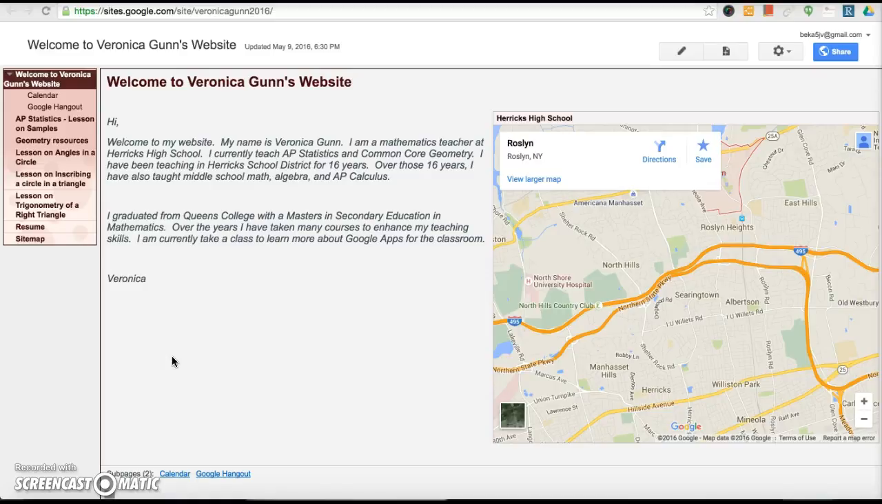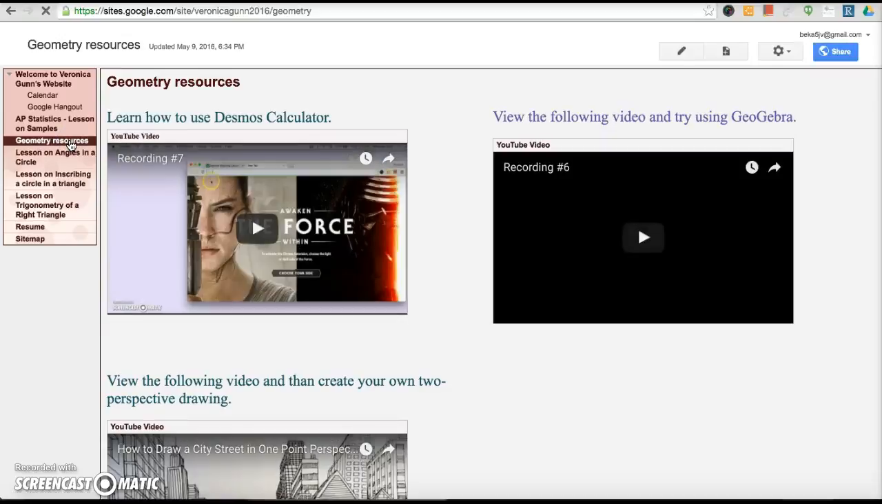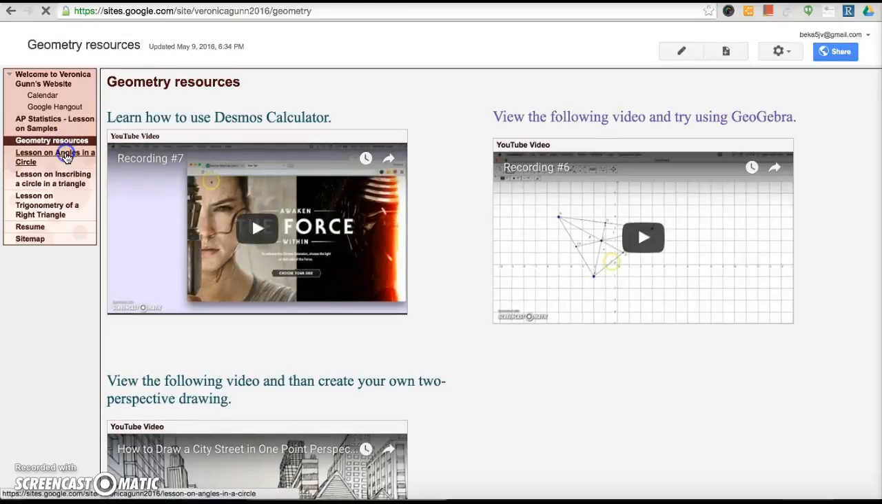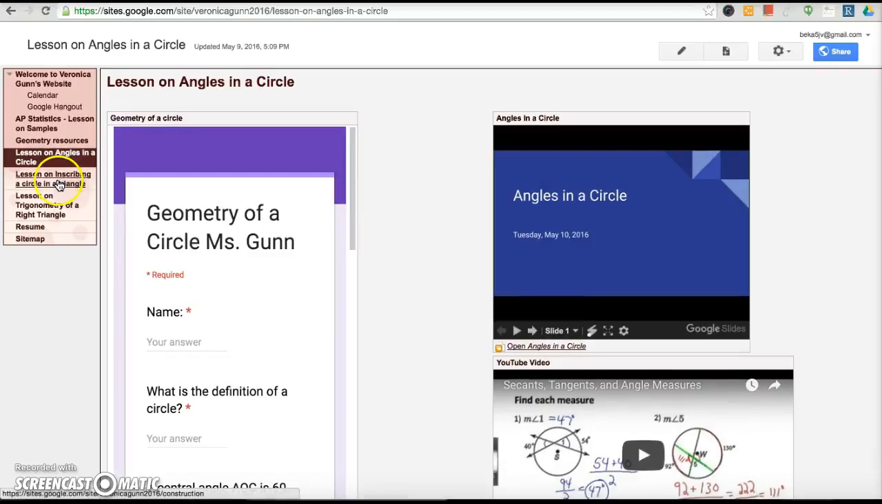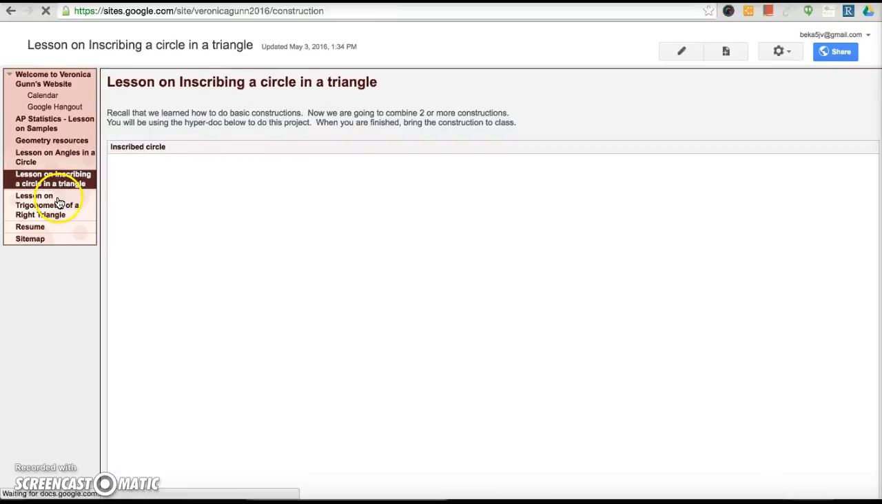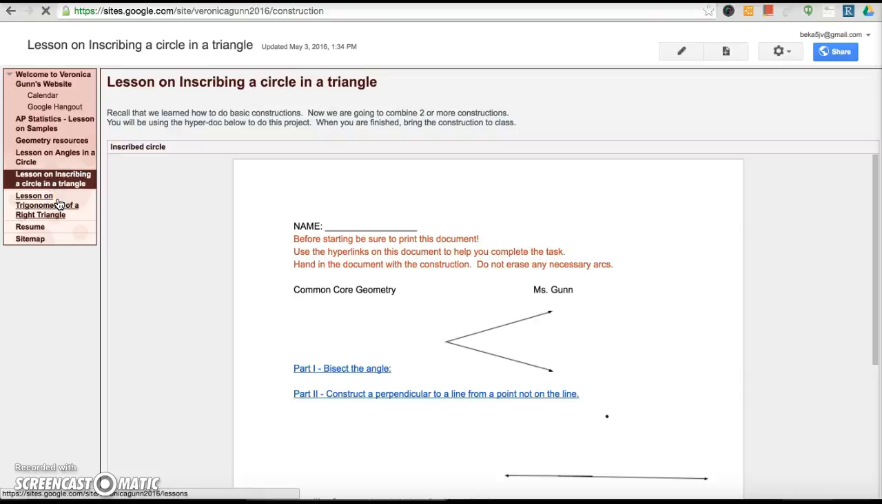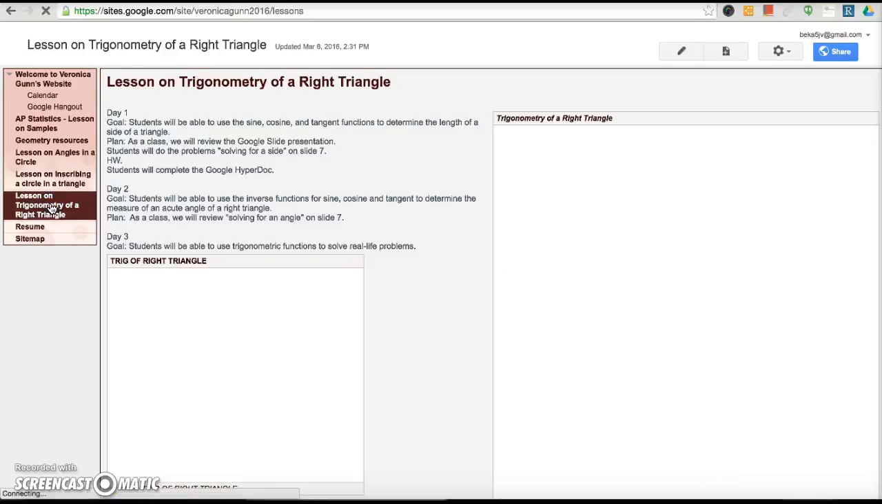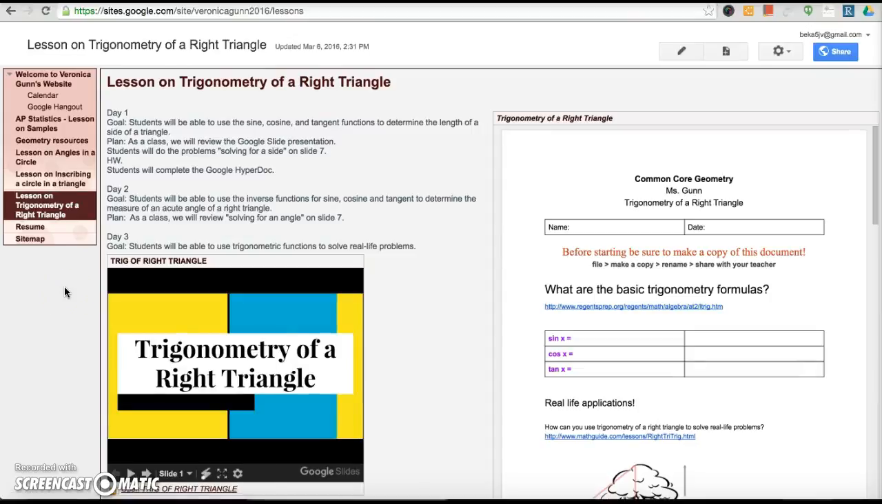So today I'd like to present to you a lesson I did using Google's various different Google apps. Quickly, let me just show you. This is my website. On my website, I have geometry resources for the students to look at. I have various lessons. This is lessons on trigonometry or right triangle, and this is the one I'm going to be focusing on.